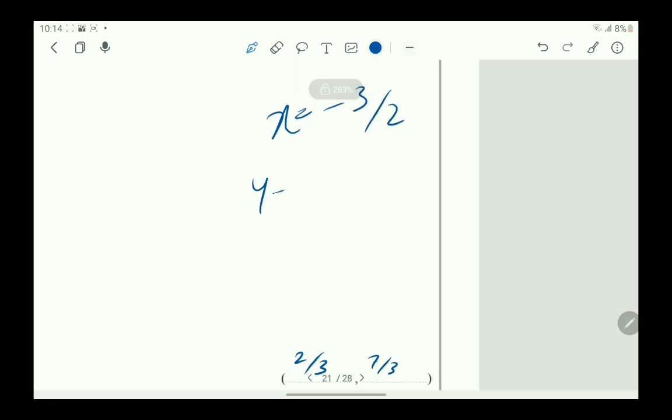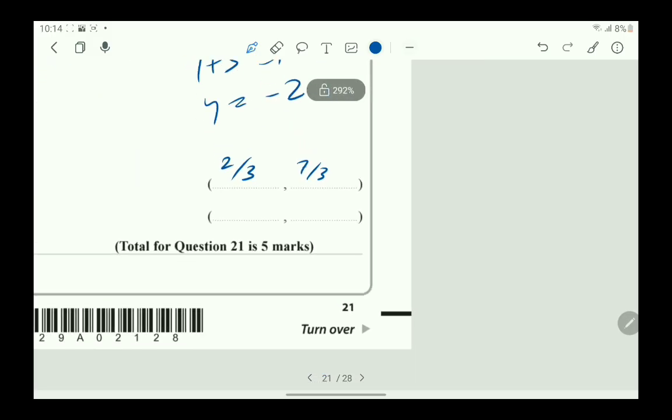Solving the other, y minus 2 times minus 3 by 2 equals 1, the 2 and 2 cancel, we get y plus 3 equals 1 and y is equal to minus 2. So the other set of coordinates is minus 3 by 2 and minus 2.